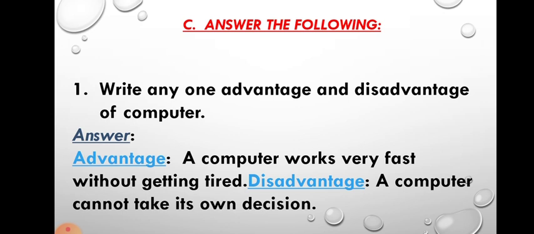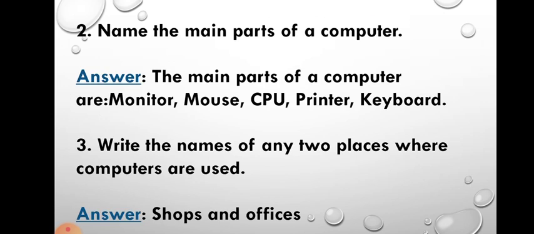Okay. Now next one, name the main parts of a computer. The main parts of a computer are monitor, mouse, CPU, printer and keyboard.